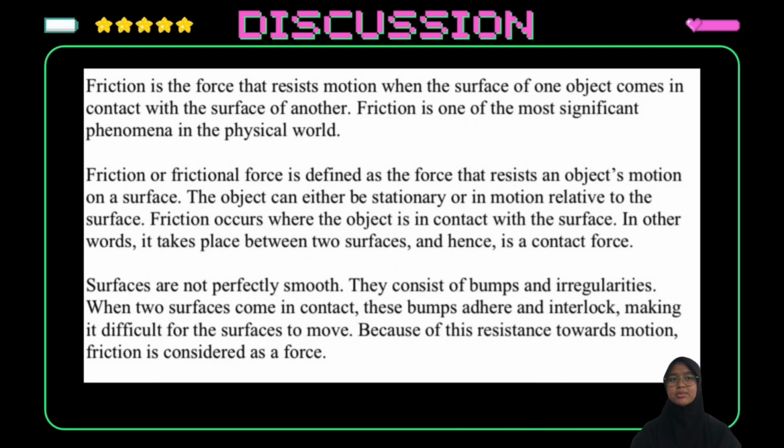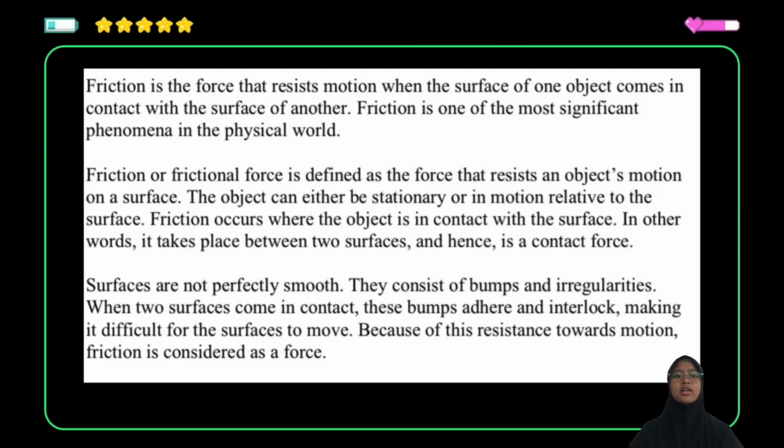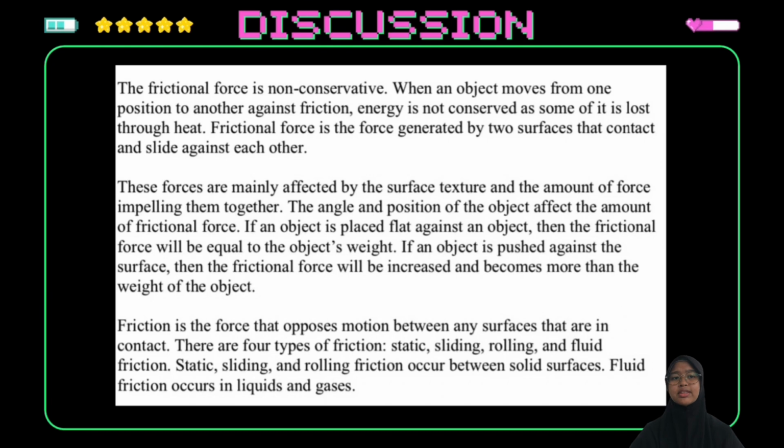Surfaces are not perfectly smooth. They consist of bumps and irregularities when two surfaces come into contact. These bumps adhere and interlock, making it difficult for the surfaces to move. Because of this resistance toward motion, friction is considered a force. The frictional force is non-conservative: when an object moves from one position to another against friction, energy is not conserved as some of it is lost through heat.